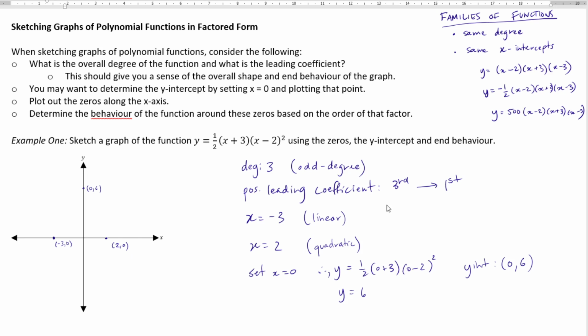I know that I have to go from the third quadrant to the first quadrant because it has a positive leading coefficient. So I'm going to go here, through this, and then behave like a quadratic through 2. So linearly through negative 3. I don't know where my turning point is, but I know that I have to go through (0, 6). And then I know I have to behave like a quadratic, like a parabola, around here.